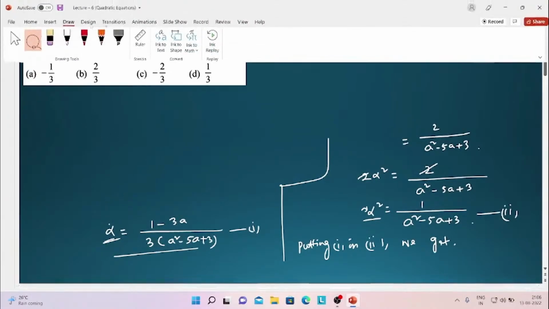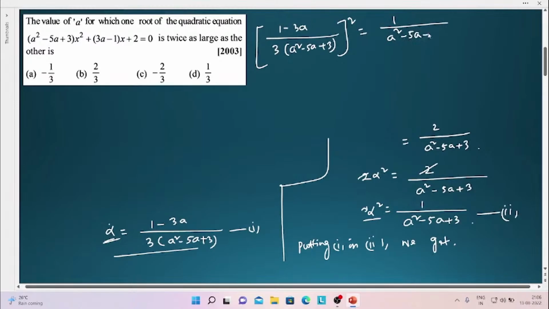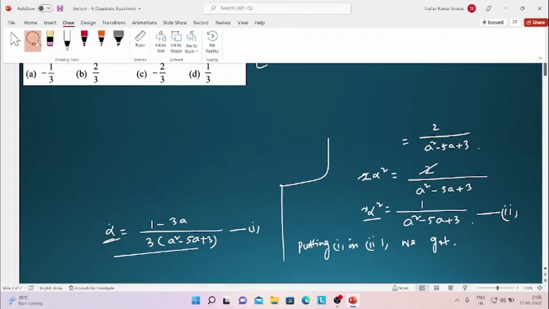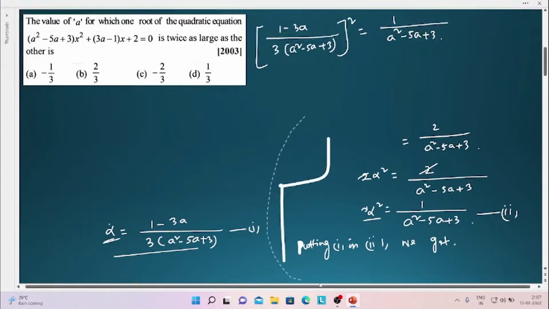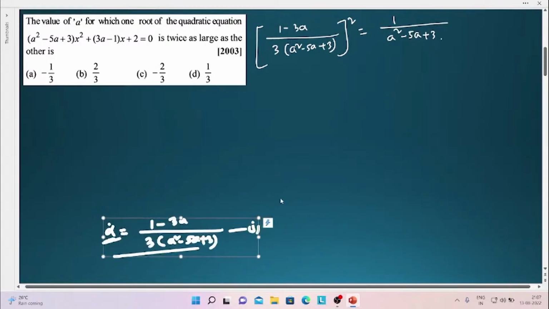Right, so let me write down. If we put alpha in alpha square, we will have (1 minus 3a) upon 3 times (a square minus 5a plus 3), that part whole square, equals to what we have, 1 by (a square minus 5a plus 3), right? Just wait a second, let me erase that part so that we can try to solve this question. We will have more spaces.